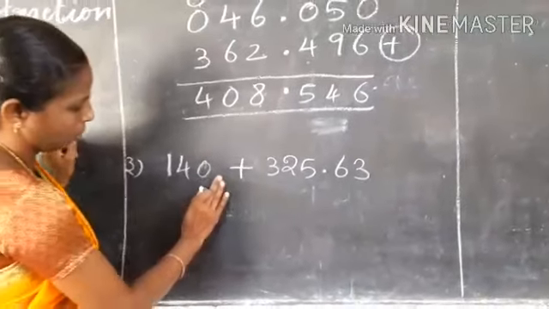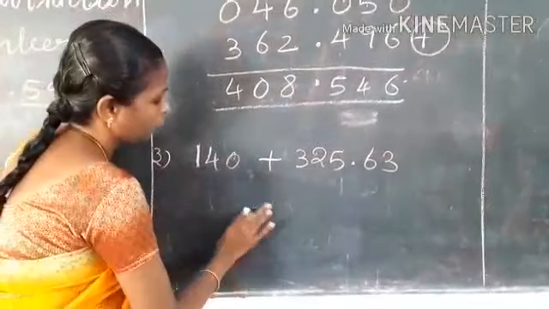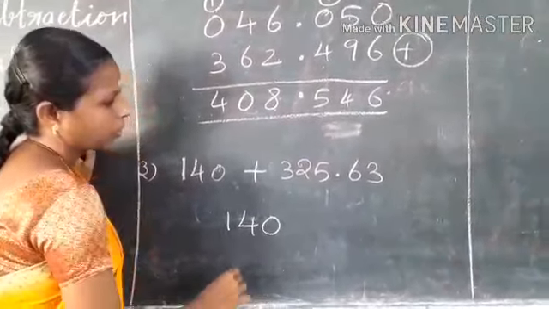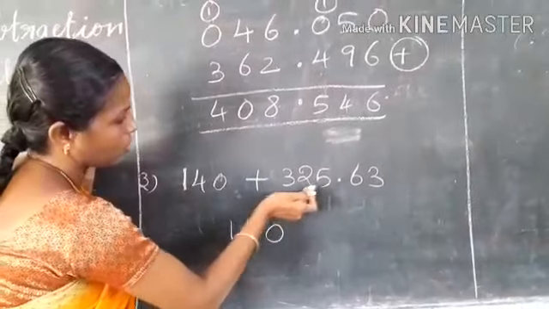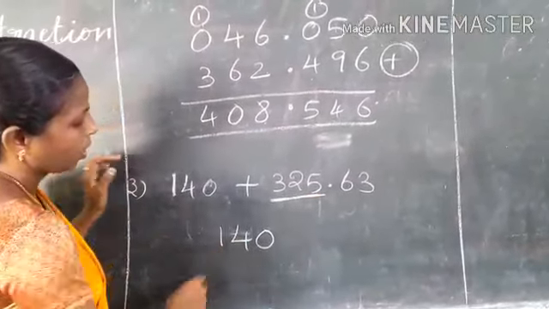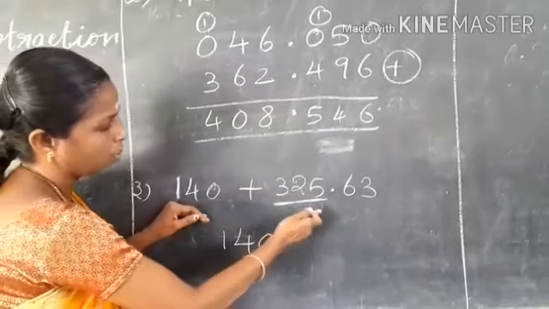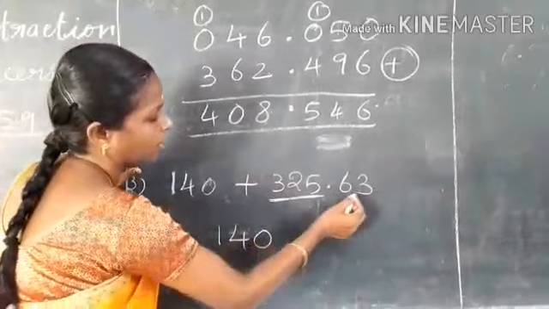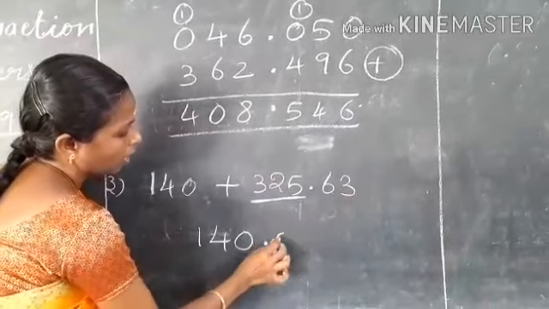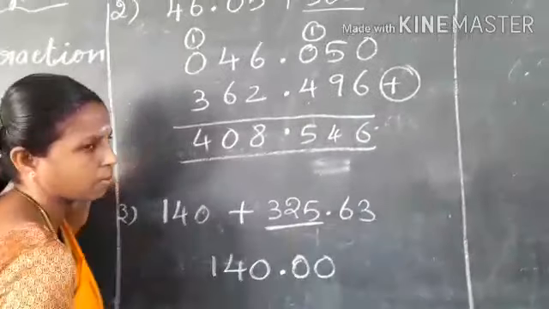Next one, 140. There is no decimal part. Plus 325.63. So first write the integral part 140. Okay, next number 325.63. Here, in the first number there is no decimal part. Second number has some decimal places. So what can we do? We can put 0. We can add 2 zeros for these two decimal places.